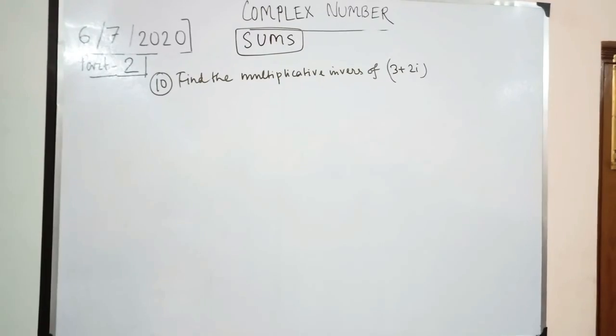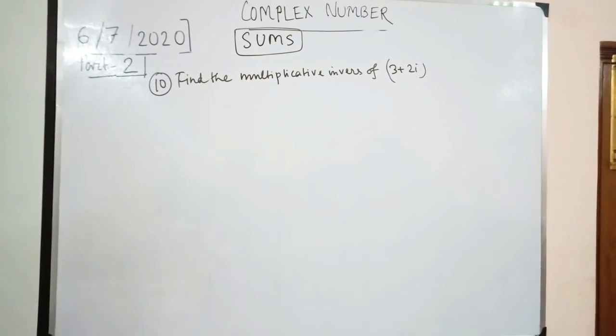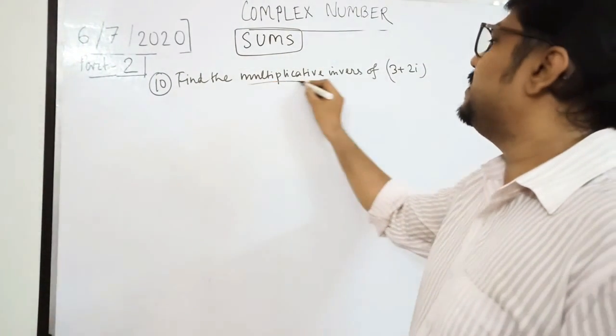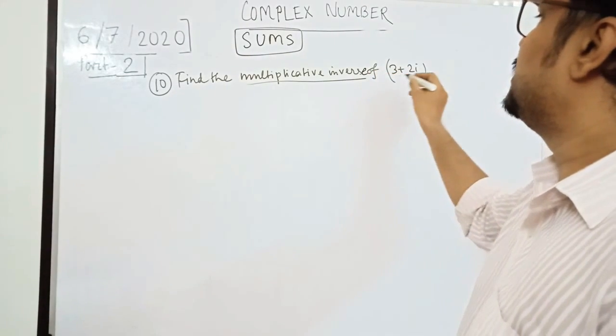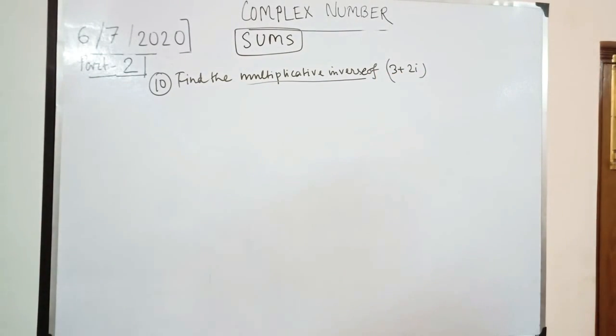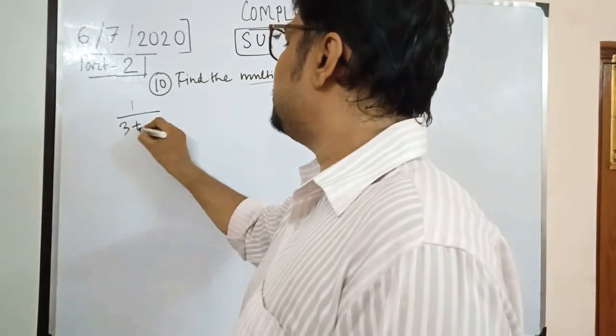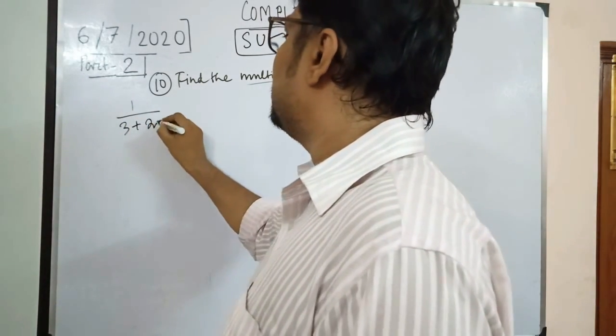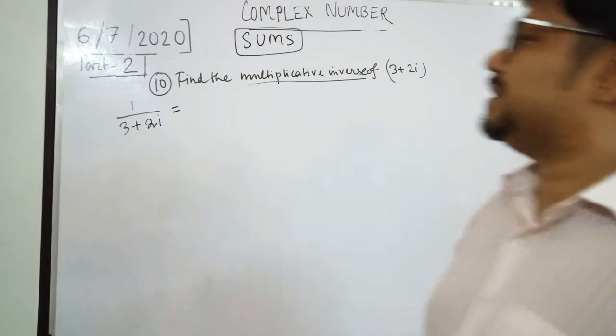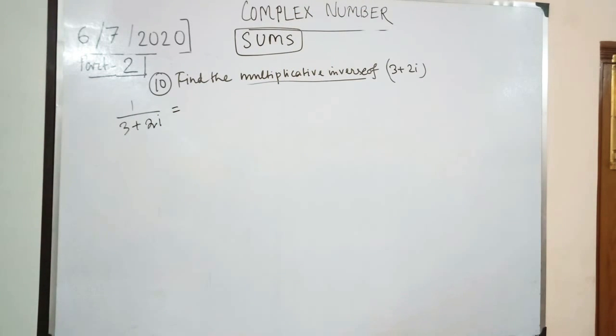So here I give a sum. We have to find the multiplicative inverse of this thing given. So it's very easy. First of all, the multiplicative inverse of this is 1 by 3 plus 2i. So you just need to rationalize and get the multiplicative inverse.